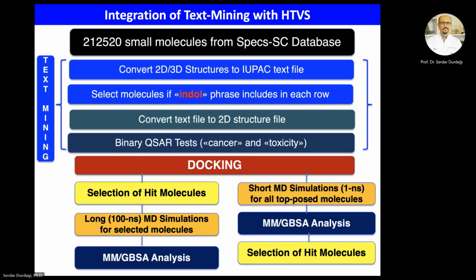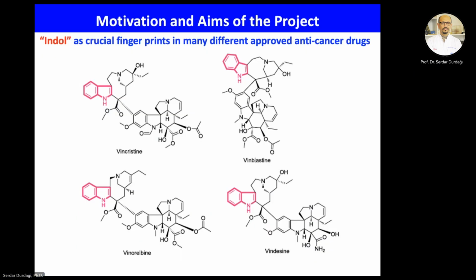Another method that we used was text mining. We know that indole is a quite crucial element or fragment in different anti-cancer drugs, such as vincristine, which is still being used, by the way, vinblastine, vinorelbine or vindesine. You will always find this indole fingerprint.